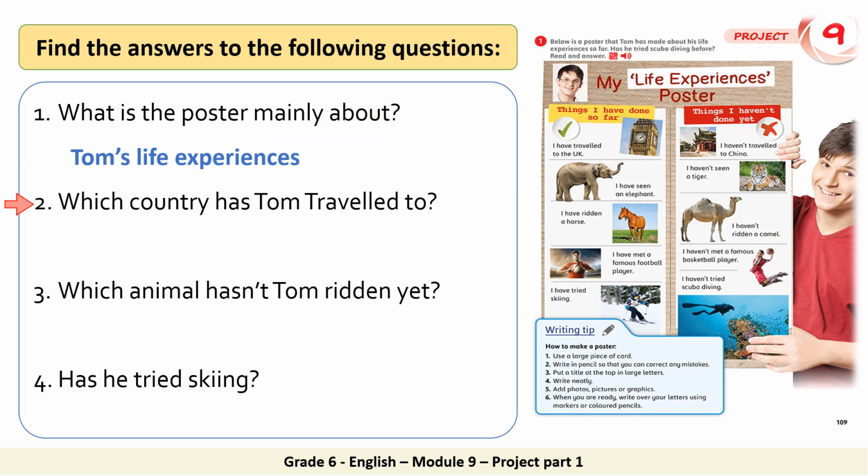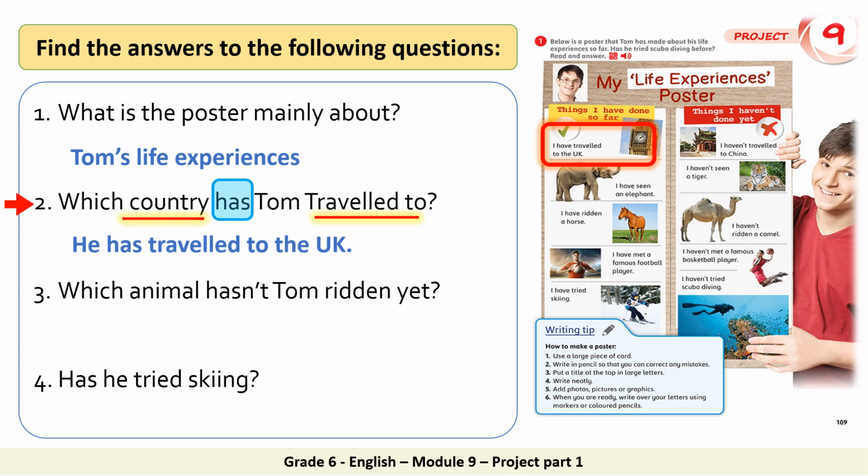Let's move to question number 2. Which country has Tom traveled to? Pay attention to the key words in the question, the word country and travel to. Yes, we can find this piece of information in the left part because the question had the word has. So I'm asking about the things he has done. Okay? And it's about a place, a country he traveled to. On the left part of the poster, he wrote, I have traveled to the UK. So the correct answer, he has traveled to the UK.